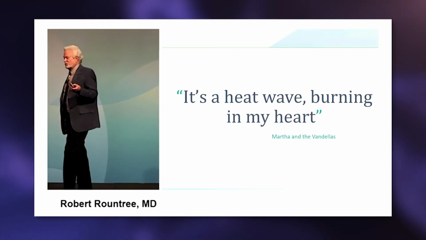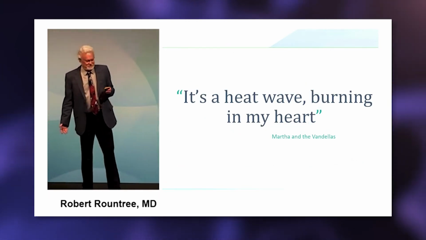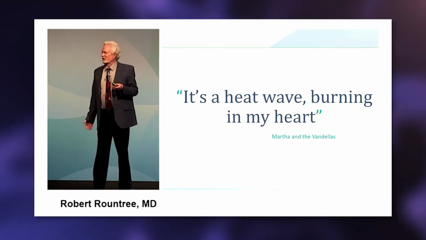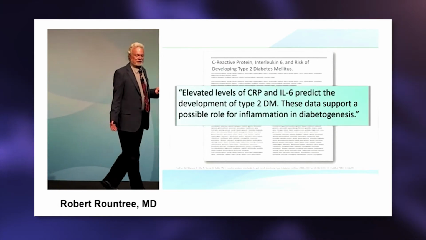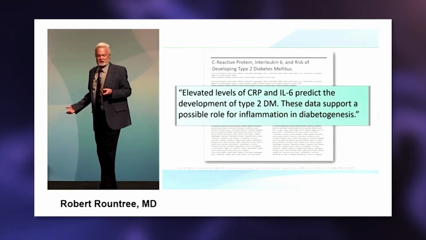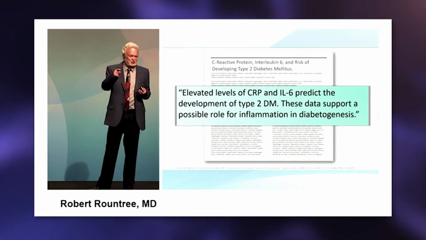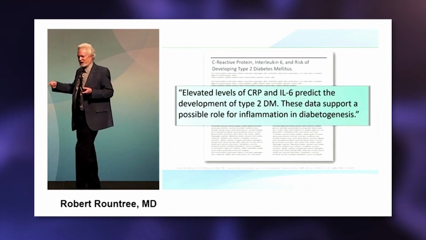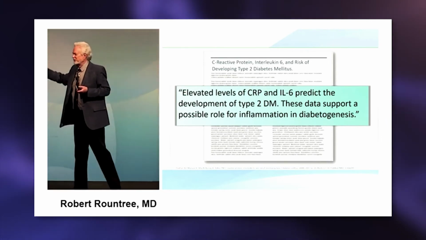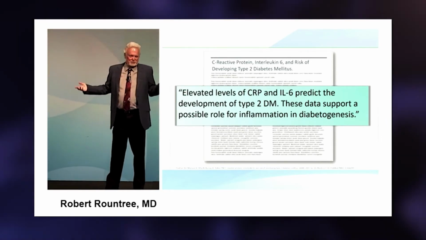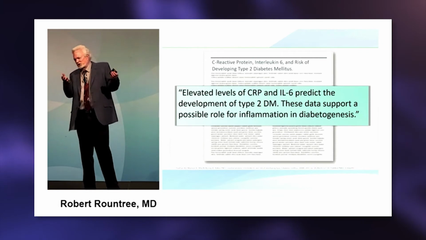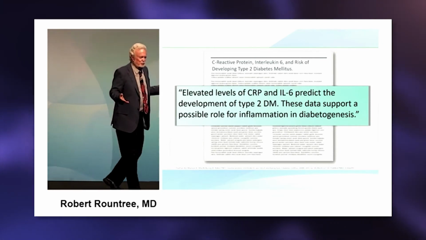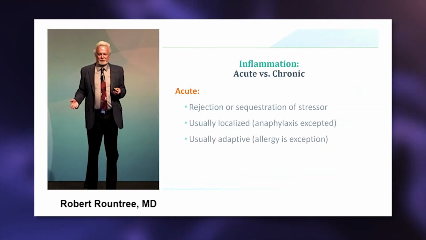Martha and the Vandellas, of course, were the original cardiologists who said, it's a heat wave burning in my heart. And this is what I just told you, CRP, interleukin-6. So CRP is just a surrogate for interleukin-6. You make interleukin-6, the cytokine first, and that tells the liver to make CRP. So some people say, measure IL-6. Well, it's more expensive, so it's a higher level test. But CRP is kind of a routine test we should be doing on everybody.